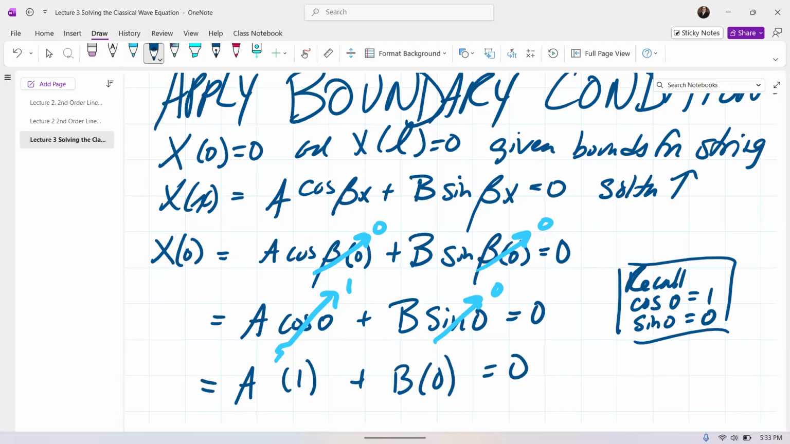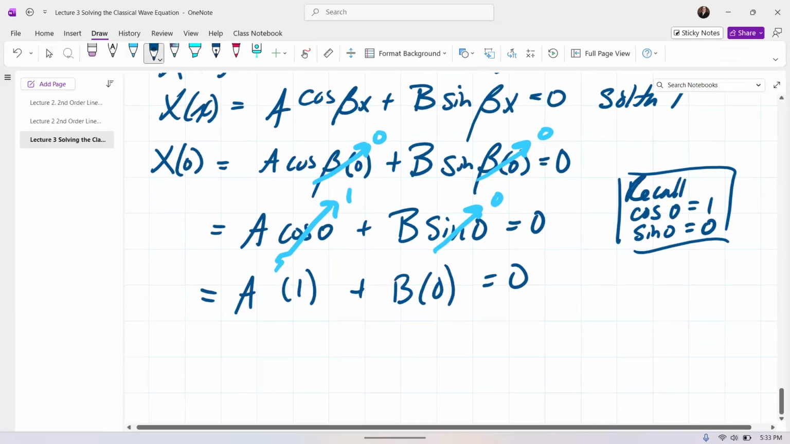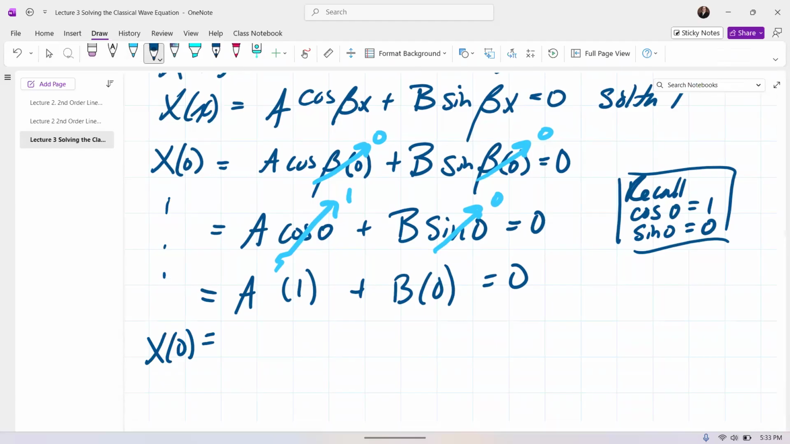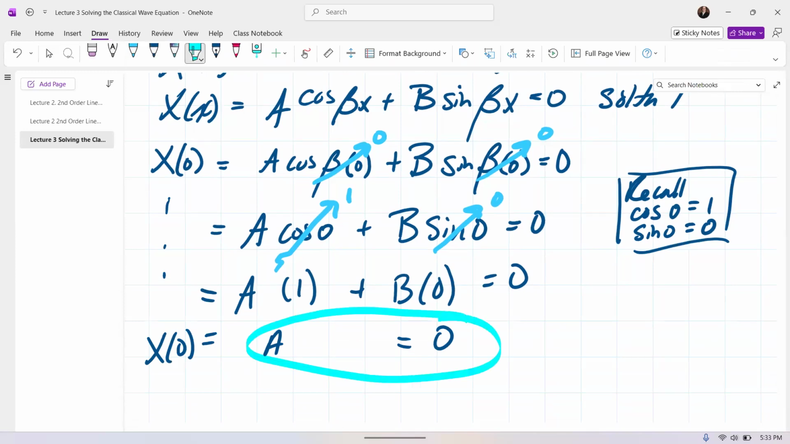So b times 0 just drops out. So x of 0, this is just carrying down here, equals a equals 0. We have our first answer, right? A equals 0. That is the information that we have. Okay, and these are all just simplified. First bound solution.